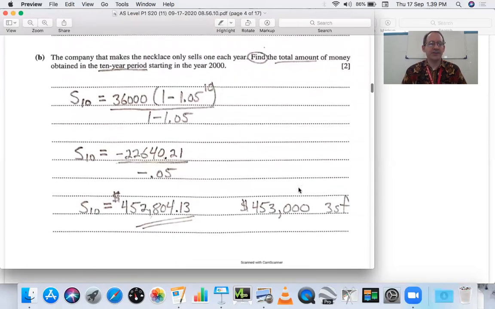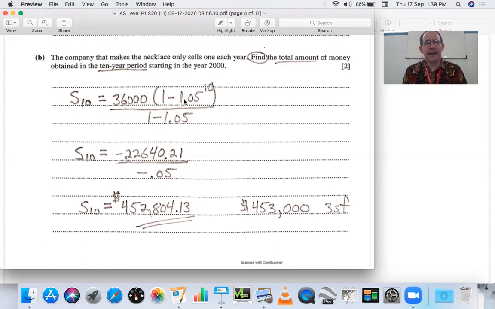Now part B actually gets into the AS level material. A company that makes the necklace only sells one each year. Find the total amount of money obtained in the 10-year period starting in the year 2000. So we want the sum over 10 years, starting with our first term being the 36,000. And then again, this formula, the sum formula, now this is a geometric progression because you have that rate in there. So this is a sum for geometric progression. The formula's in your formula sheet, just look it up.